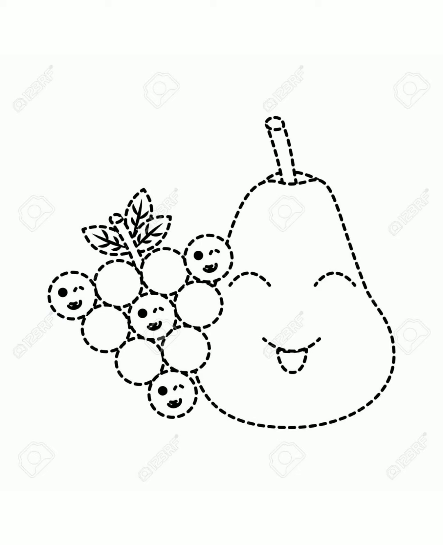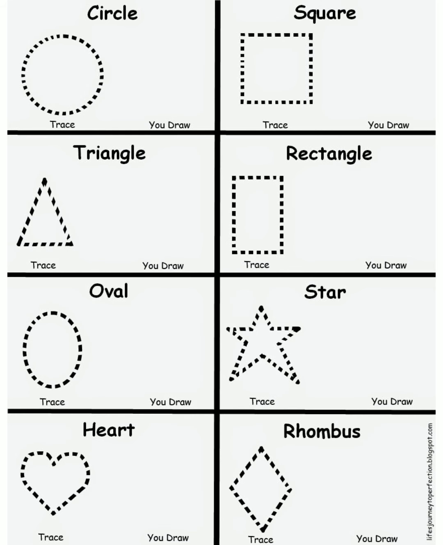Now you have to trace both the fruits and color them accordingly. The pear will be colored with green and grapes with purple or green. The next is shapes. So you can see different shapes over here. You have to trace them and color them of your own choice.